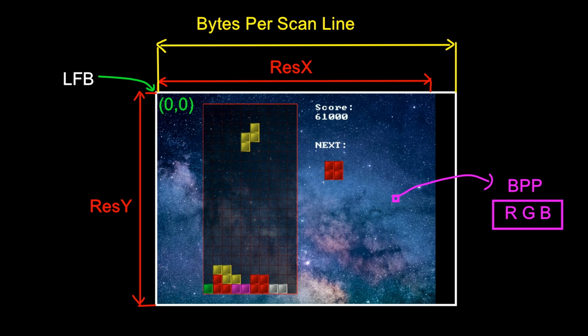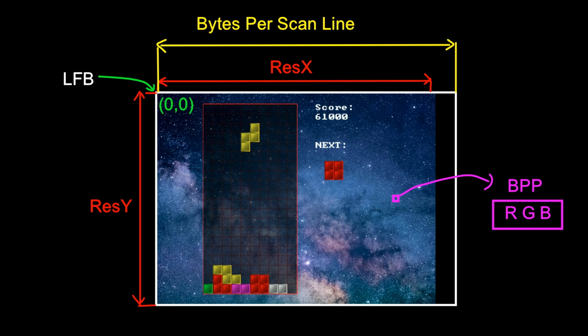Finally, we have BPP, which is bits per pixel. This defines how many colors we can present on screen. Our Tetris will use 16 bits per pixel for red, green, and blue. This format uses 5 bits for red and blue, and 6 bits for green.